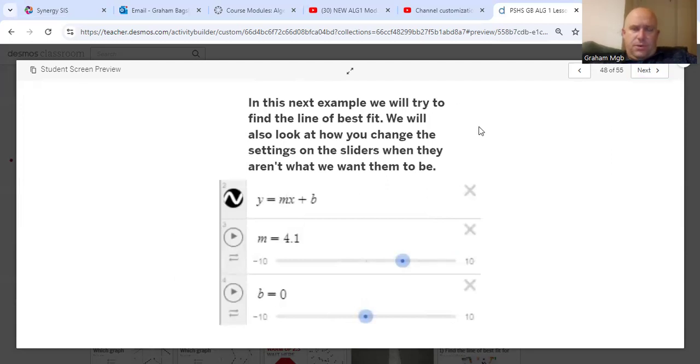In the next example, we'll try to find the line of best fit. We'll also look at how you change the sliders when they aren't what we want them to be.